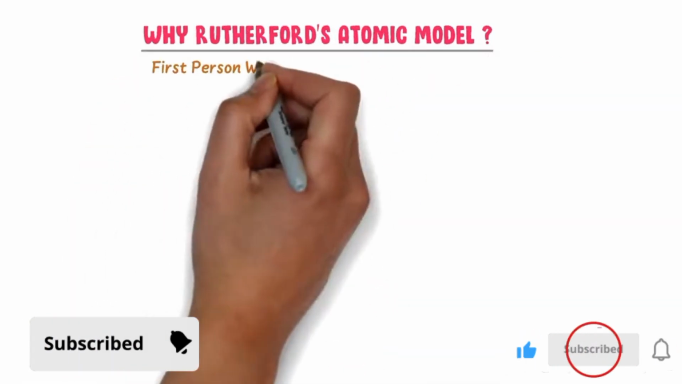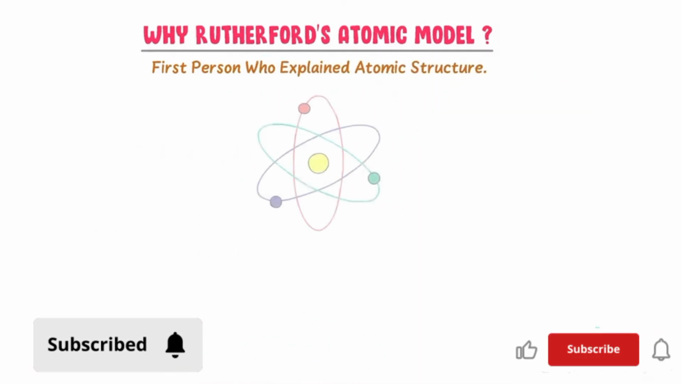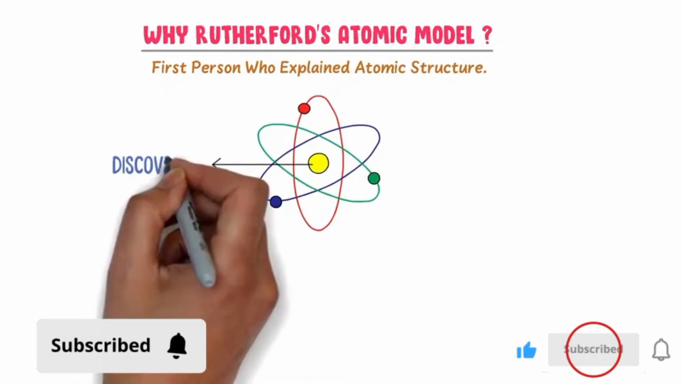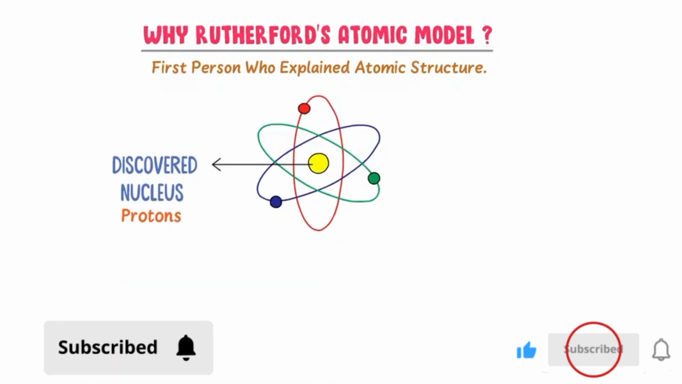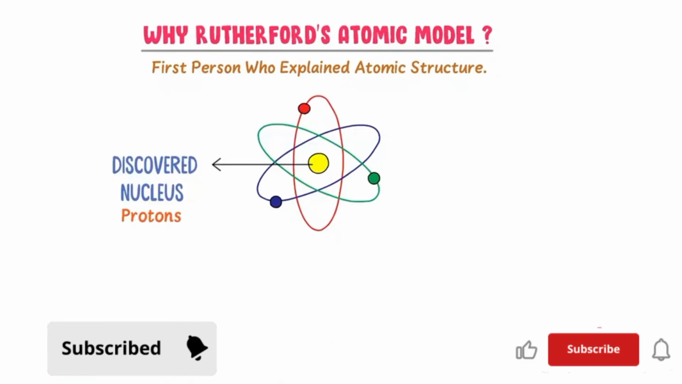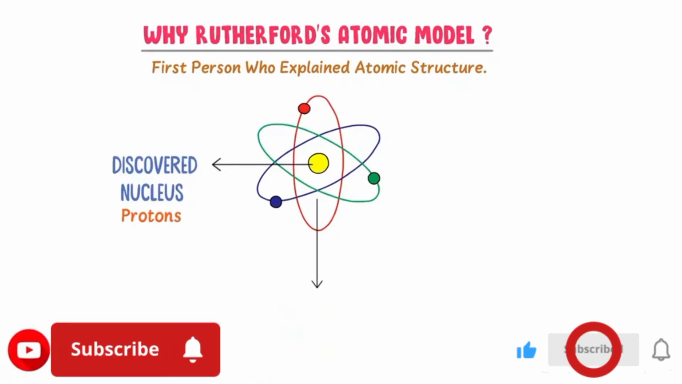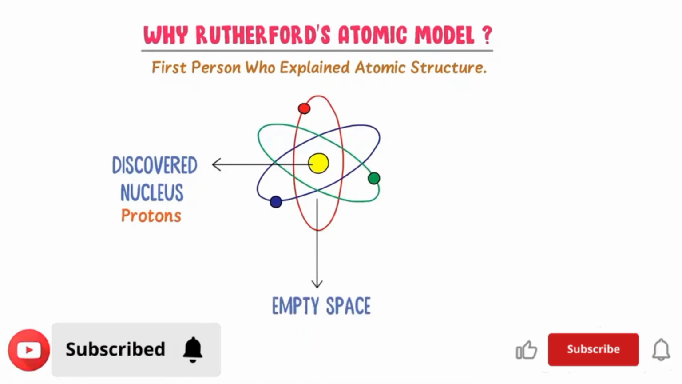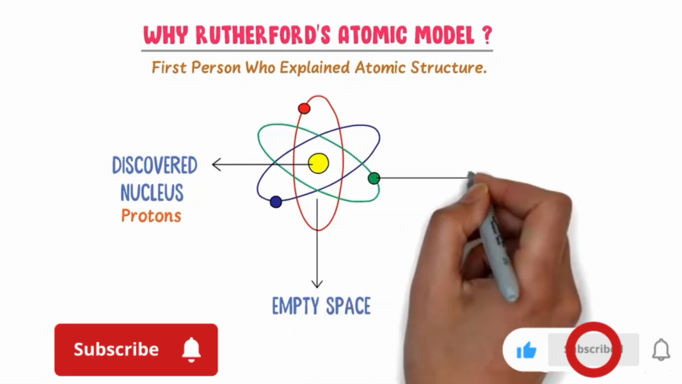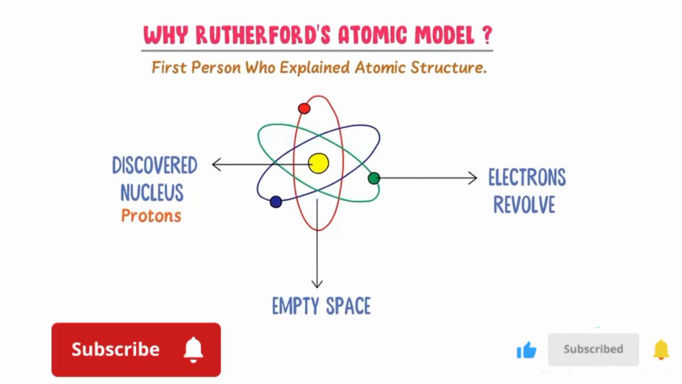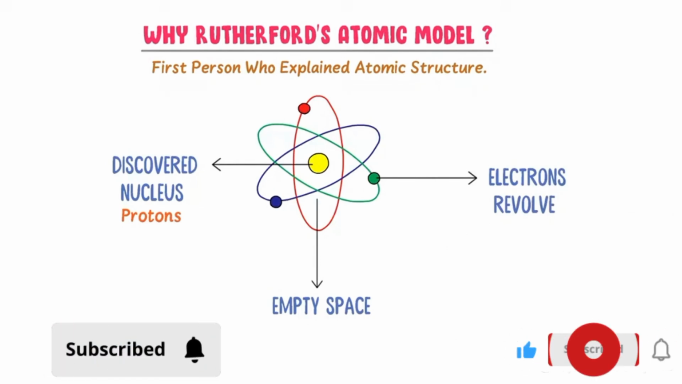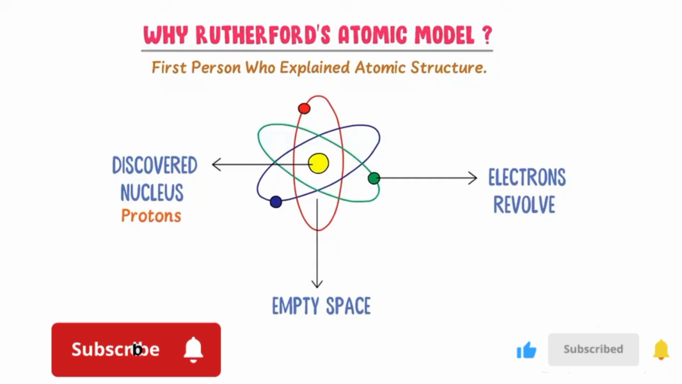Well, he is the first person who studied and explained the atomic structure. He discovered the nucleus of an atom, and he revealed that protons stay in the nucleus. Secondly, he discovered that most space is empty in the atom. Thirdly, he discovered that electrons revolve around the nucleus, just like planets revolve around the sun. So it is due to these three reasons that we study Rutherford's atomic model.